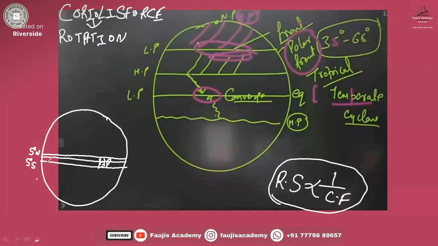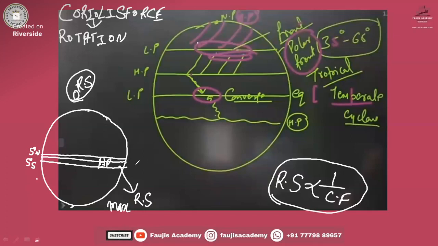Since we have the maximum bulging at the equator, here we have the maximum rotational speed. And at the pole area, the pole is a fixed point. So at 90 degree north and 90 degree south, we will have zero rotational speed. Since Coriolis force is inversely proportional to rotational speed, what will happen?